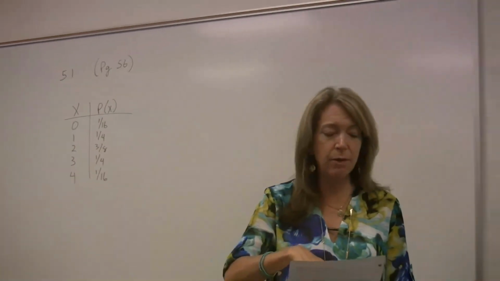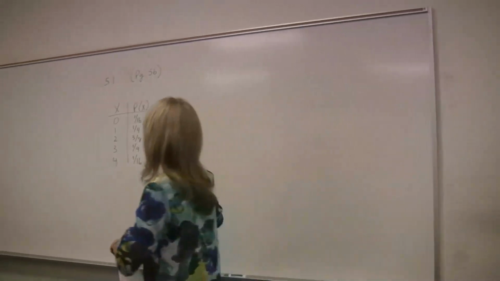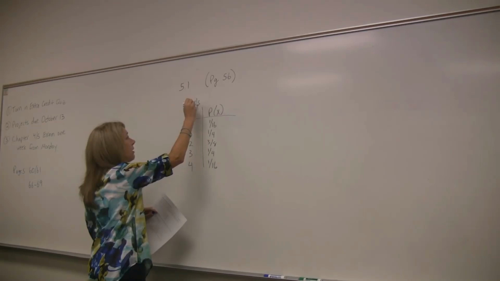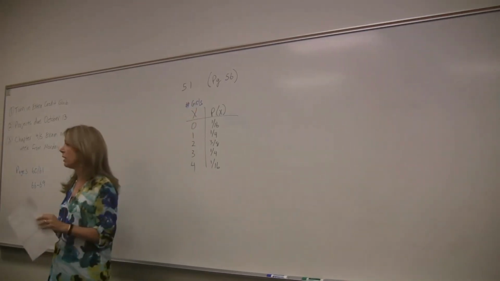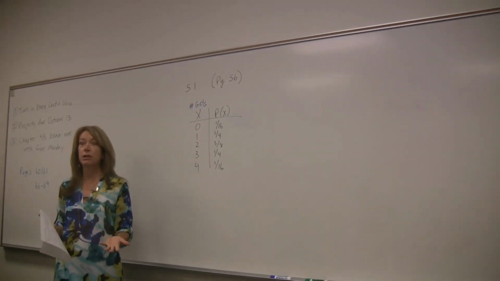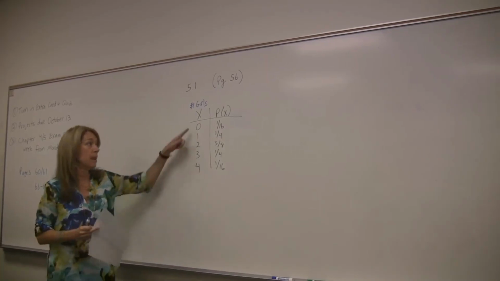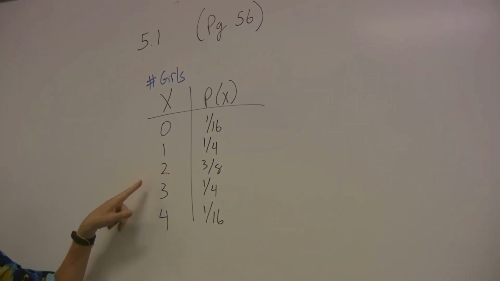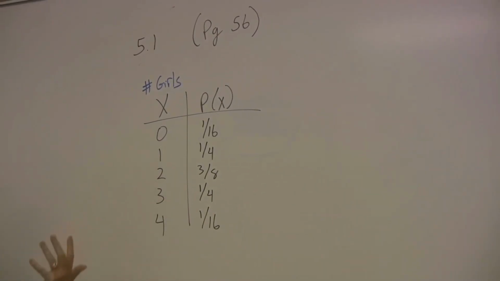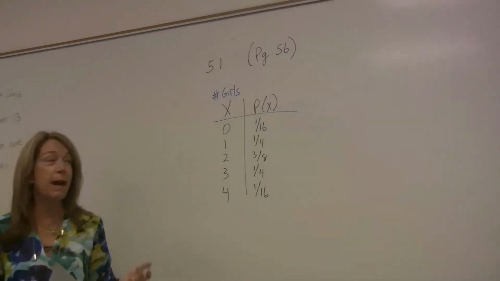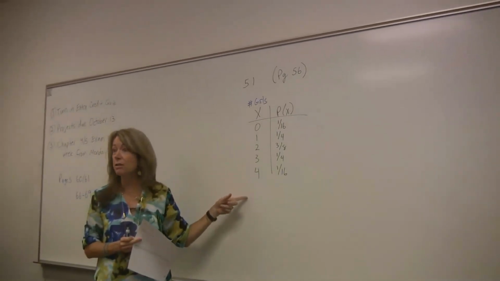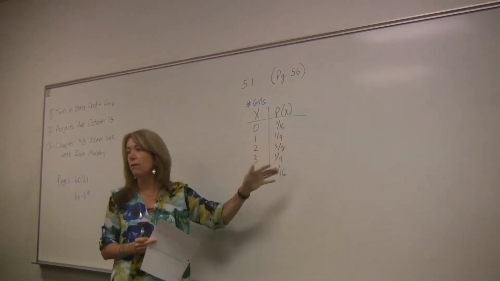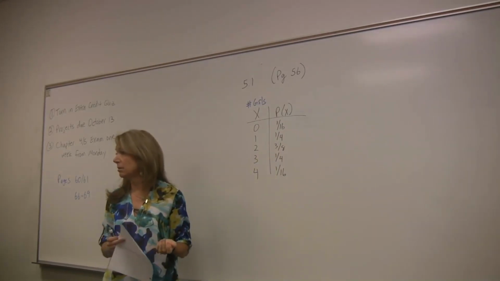So my first example is if a family has 4 children, and X was the number of girls. If a family has 4 kids, what are all the possible numbers of girls they could have? Maybe they have no girls. Maybe they have 1 girl. Maybe they have 2 or 3. These are the only things that might happen. If you ask a family of 4, how many girls do you have? Do you agree these are all the possible answers? And then next to these are the probability of each one of those particular things happening.